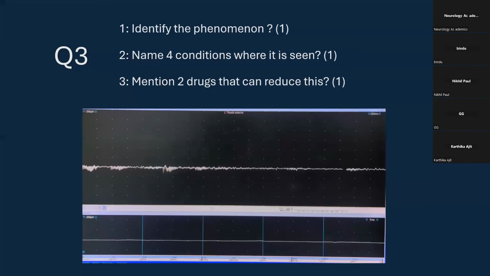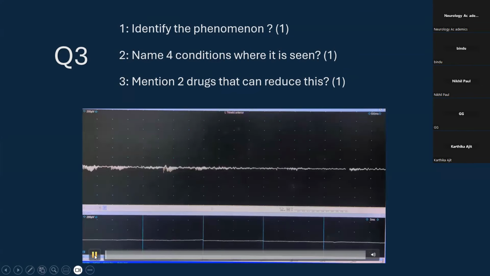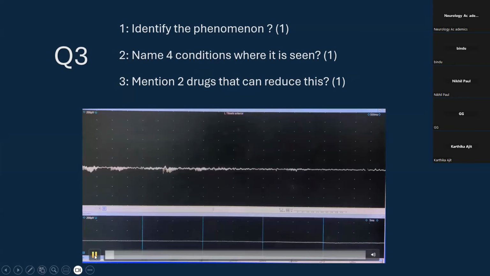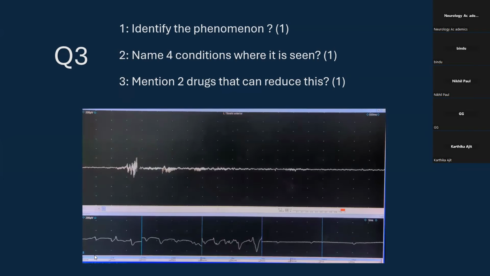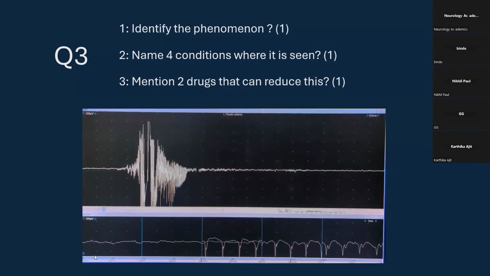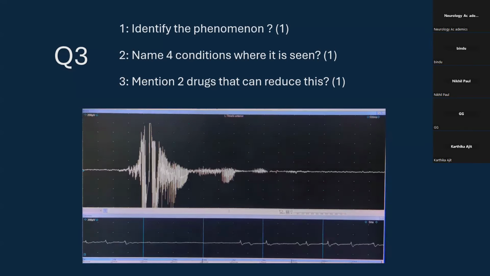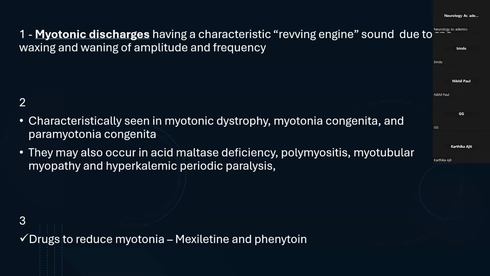Next question was to identify the phenomenon and name 4 conditions where it was seen. What we see here is this characteristic waxing and waning appearance with the dive bomber characteristic sound. This is classically myotonic discharges, described as a revving engine sound or a dive bomber sound. It is characteristically seen in myotonic dystrophy, myotonia congenita, and paramyotonia. Other conditions include acid maltase deficiency, polymyositis, myotubular myopathy, and hyperkalemic periodic paralysis. The drugs that can be used to reduce myotonia include mexiletine and phenytoin, both of which are available.